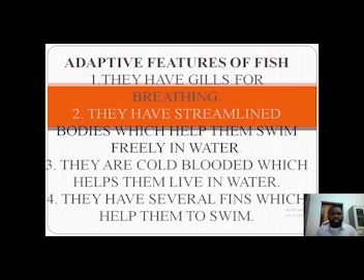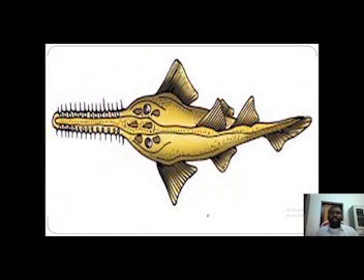Okay? Now, let's look at the 4th one. They have several fins which help them to swim. Now, look at all this. Look at the tail. You see that long flap by the tail? It's called the tail fins.